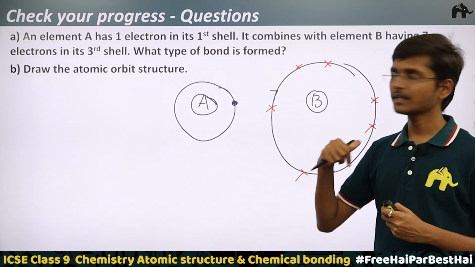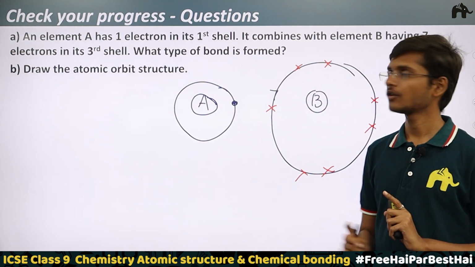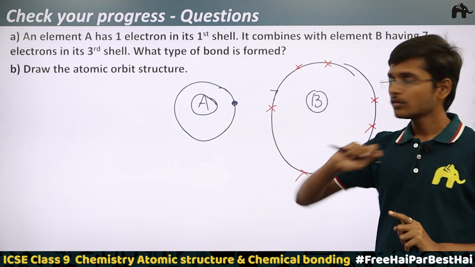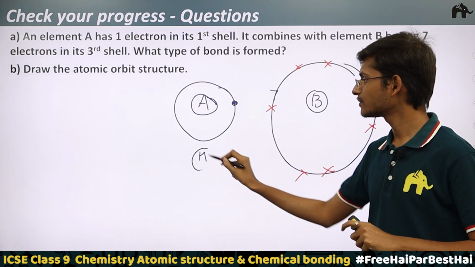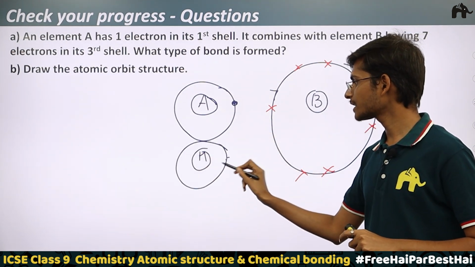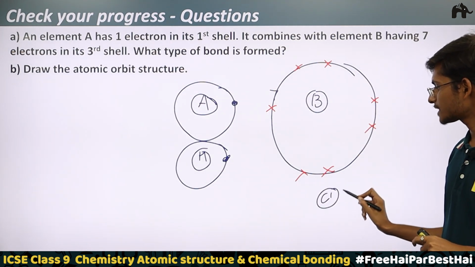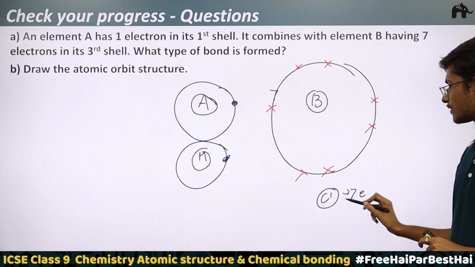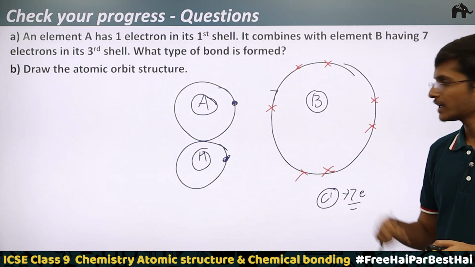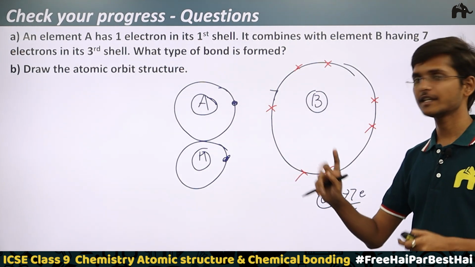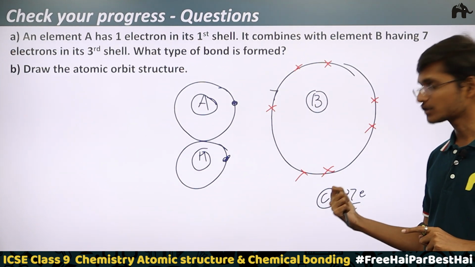The other atom A has 1 electron in its first shell. This correlates with the hydrogen atom, having 1 electron in its first shell, and the chlorine atom, having 7 electrons in its outermost shell. And what happens between hydrogen and chlorine atoms? This atom desperately wants 1 electron. This atom also desperately wants 1 electron.